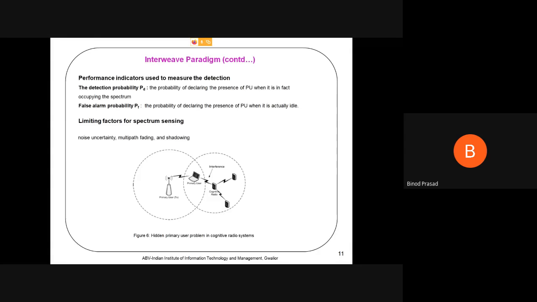So the band is free, and then it will start sending. In that case, what will happen? It will hamper the primary user. It will transmit at the same time as the primary transmitter is also transmitting. So interference will be produced at the primary users, and then its quality of service gets degraded. It may not be able to decode the signal.